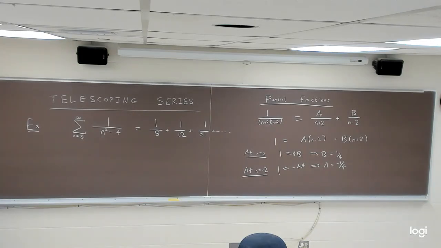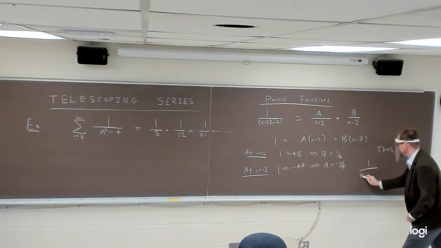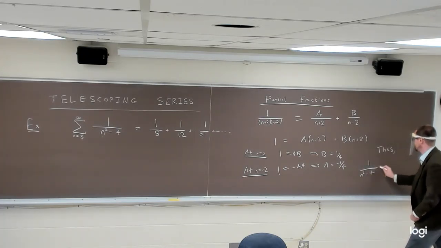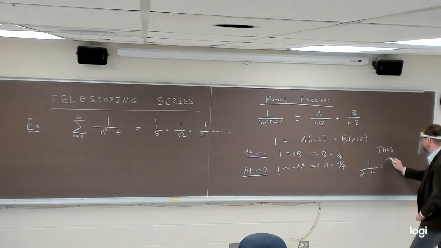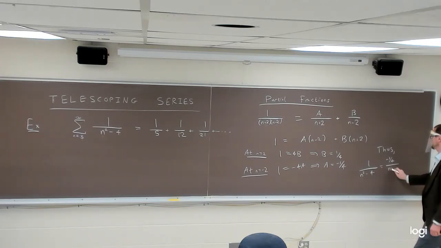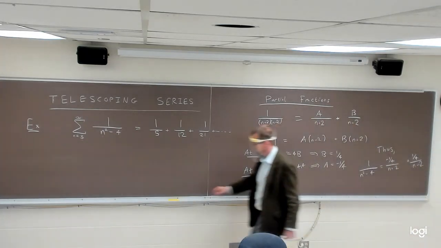And so what we conclude from our partial fractions work is that 1 over n squared minus 4 is the same as negative a fourth over n plus 2 plus a fourth over n minus 2. That was the point of that little description.